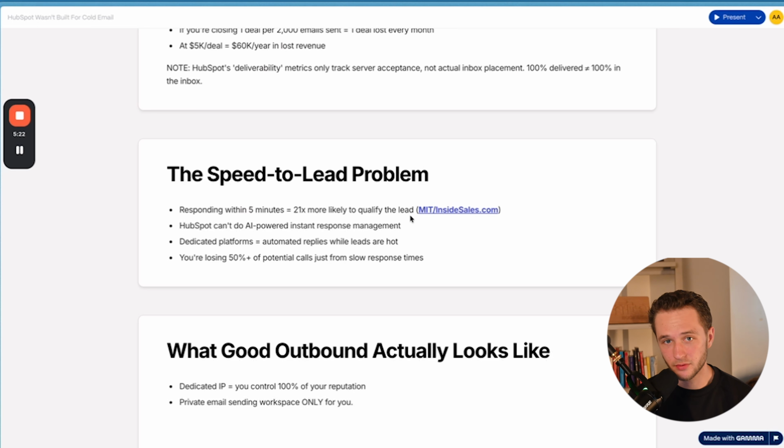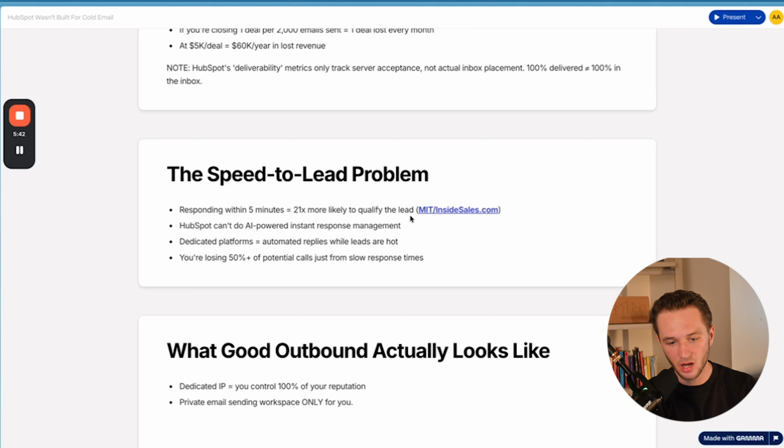Now the problem is that with HubSpot, you can't really do that consistently, right? HubSpot doesn't have AI-powered response management or anything like that. But with the dedicated platforms, you're able to use attachments and other integrations that allow you to have automated replies when the lead is hot, right?